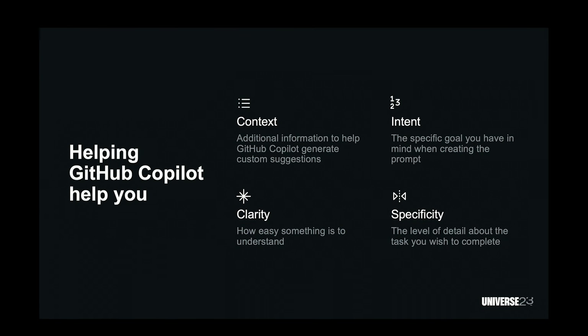Now, if we break this down into a couple of components about how we can help GitHub Copilot help us, the first is going to be the context. This is that surrounding information. What is it that we're trying to build? How is it that we are trying to build it? To start to drill a little bit further down, the next is the intent. What is it that I'm doing? How am I trying to do it? Why am I trying to build that out?